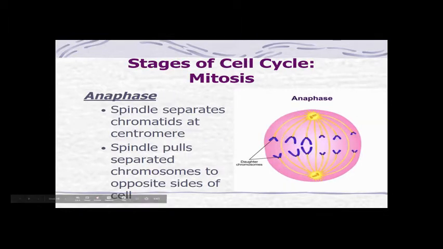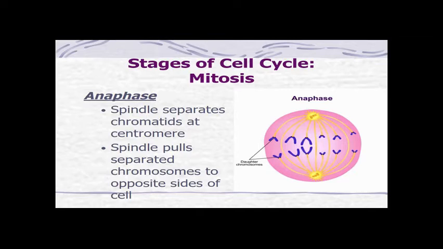In anaphase, the spindle separates, and the chromatids are going to split at the centromere. So that spindle is going to pull the centromere apart. There's no longer a connection between those chromatids, and those chromatids are going to start to be pulled by the spindle to opposite sides of the cell.